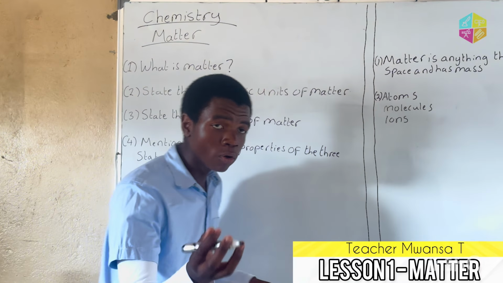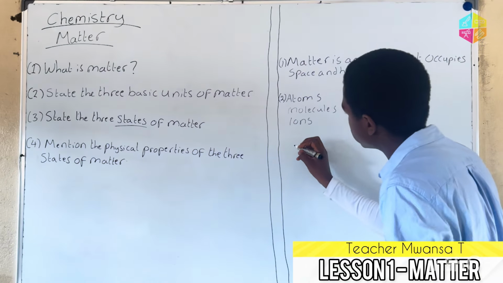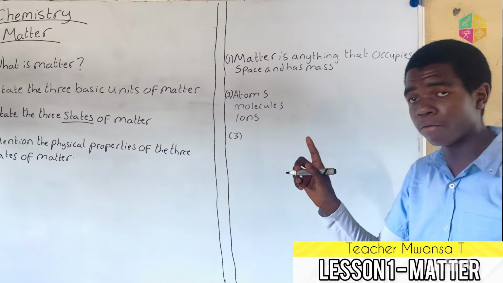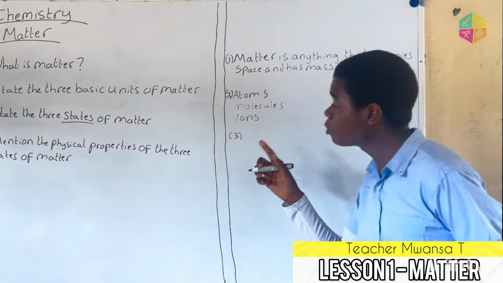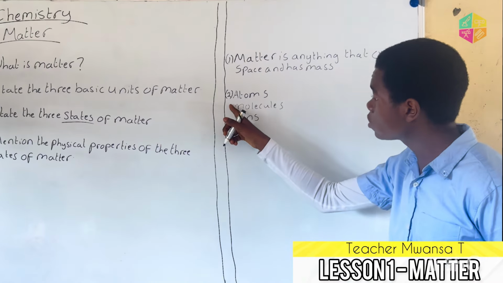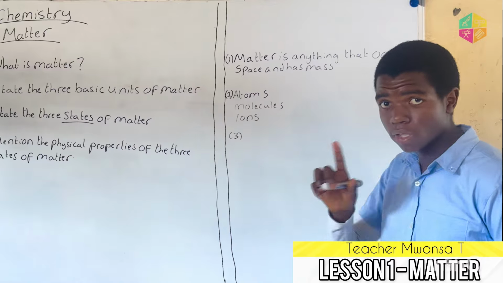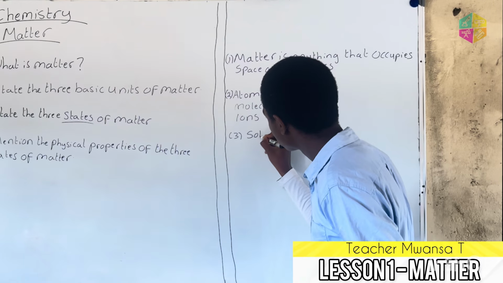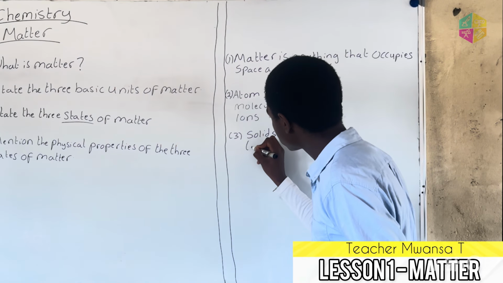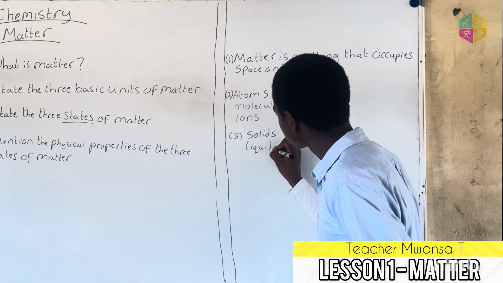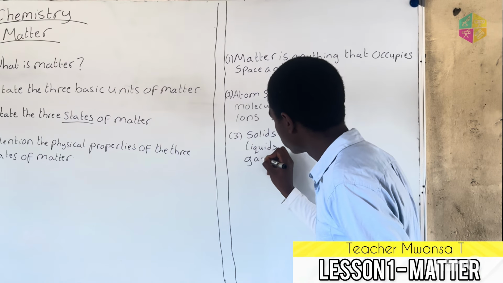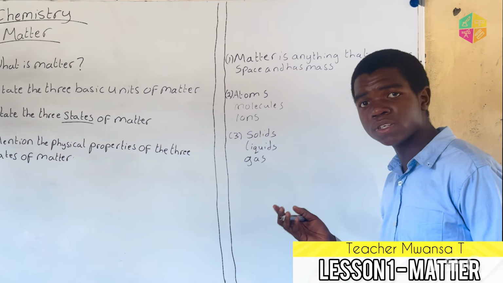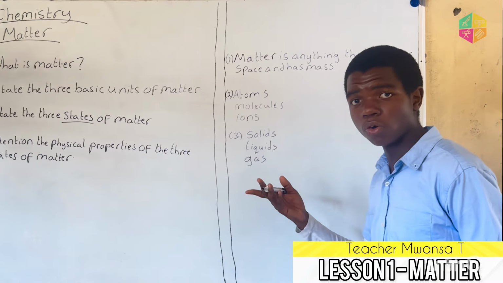Alright. So let me write down the 3 states of matter. So take note, basic units are the smallest particles that make up matter: atoms, molecules, ions, alright? Then the 3 states of matter are solids, liquids, and gases. An example of a solid, as I told you earlier, is a brick. An example of a liquid, water. An example of a gas, oxygen.